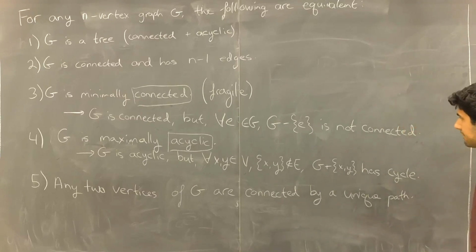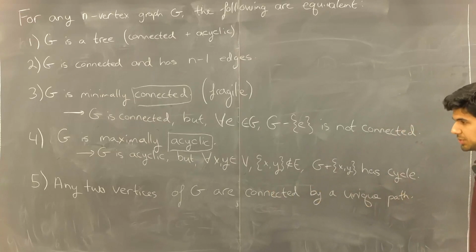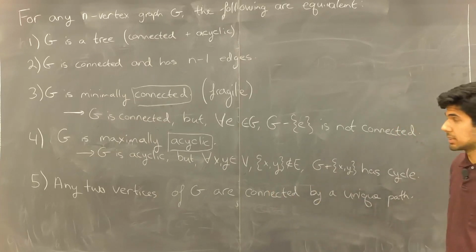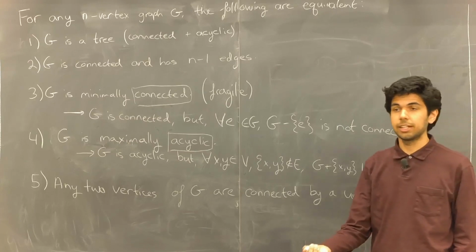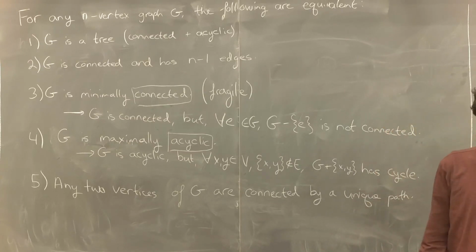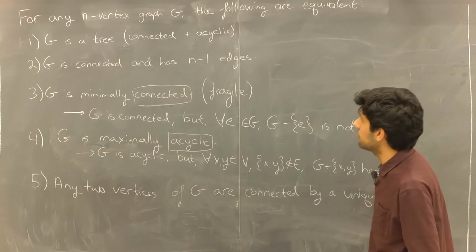And then number 5 is that any two vertices of G are connected by a unique path. So this is a really good property about trees, I suppose, because you just look at any two vertices and you know that there's only one path that connects the two of them, and it's unique. So like I said, all of these are good to know.